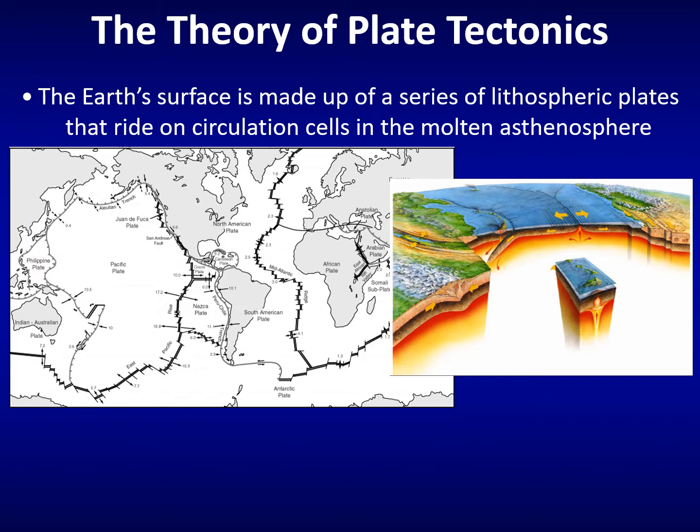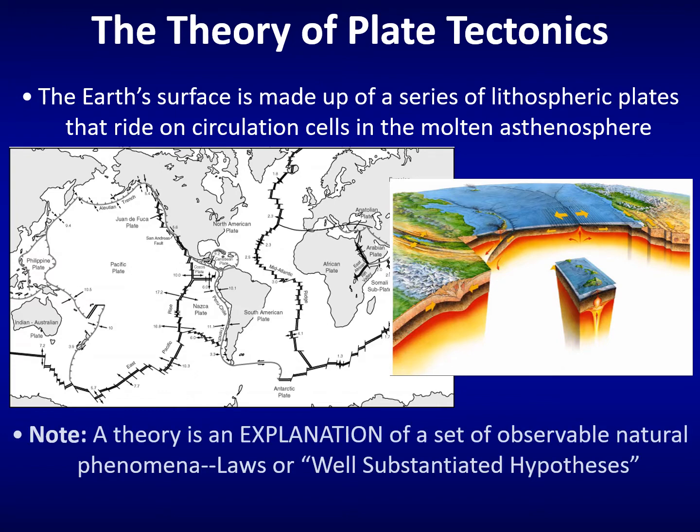These rock slabs slide around on top of a partially molten asthenosphere. This is the idea of plate tectonics. Now remember, a theory is an explanation of a set of observable natural phenomena, which we would refer to as laws. Now we actually have lots of observable natural phenomena that come together to form this theory of plate tectonics, so we're going to talk all about that today. But just keep in mind that a theory is an explanation.